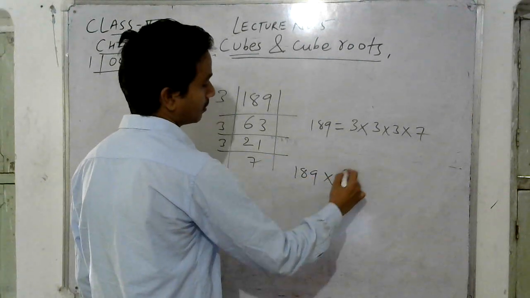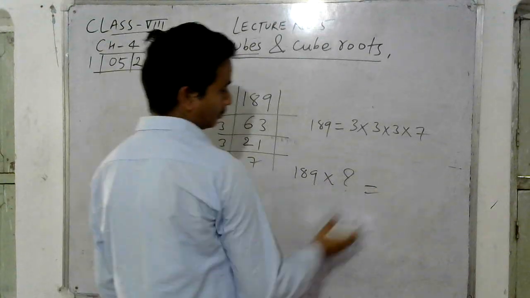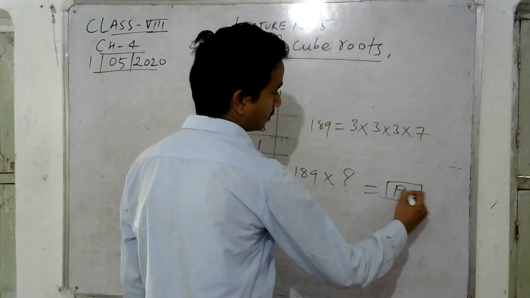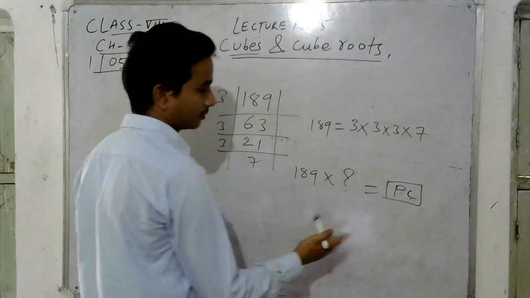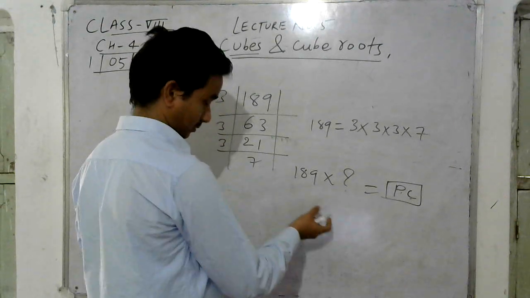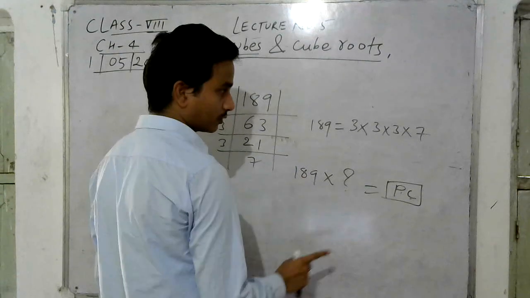By what least number should 189 be multiplied so that our new number will become a perfect cube? Perfect cube, I am writing it in short form PC. PC means perfect cube number. So this type of question can be asked. By what least number can it be divided? So by division and multiplication, both types of question can be asked.